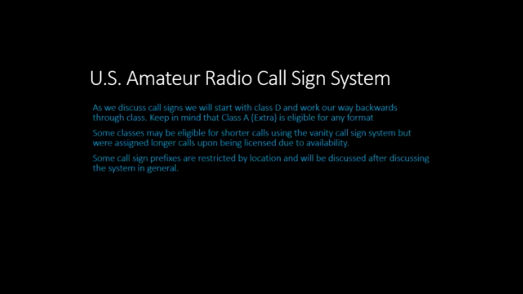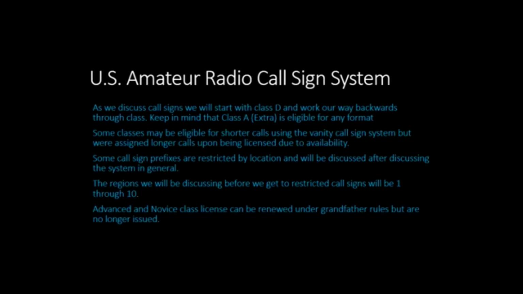Some call sign prefixes are restricted by location, and we'll discuss that after we discuss just the general call signs. The regions that we'll look at will be numbered 1 through 10. Although your call signs are numbered 0 through 9, the region breakdown as far as FCC is concerned is 1 through 10. And advanced and novice class licenses can be renewed under grandfather rules, but they are no longer issued.